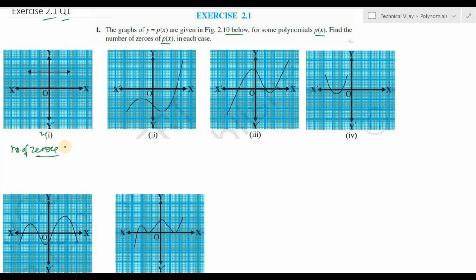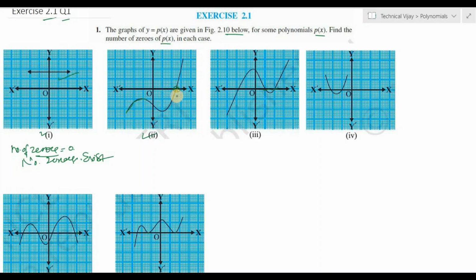Suppose if it touches one time, then the polynomial has 1 zero. If it touches 2 times, it has 2 zeros. Like that we have to find out. Now here this is parallel to the x-axis, so no zero. The number of zeros is 0, which means there are no zeros. No zeros exist.